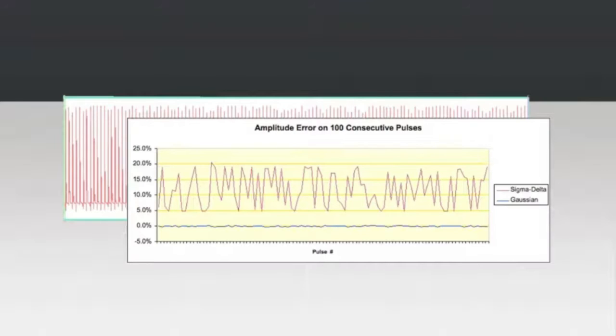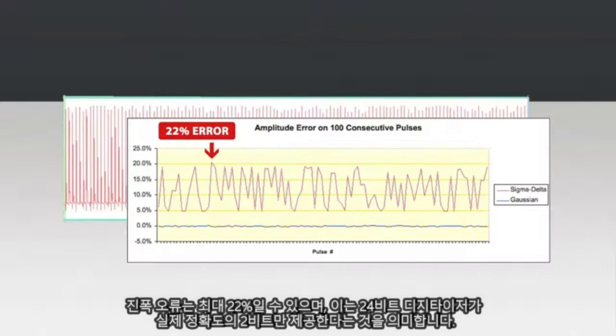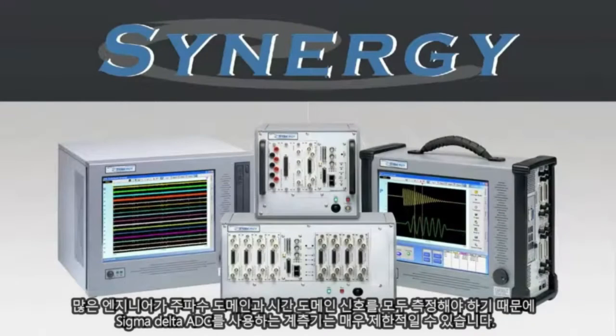Here you will see the amplitude error on 100 consecutive pulses and the comparison on a standard high-resolution data acquisition system. You'll notice that the amplitude errors can be as much as 22%, meaning that the 24-bit digitizer is only providing 2 bits of accuracy. Since many engineers need to measure both frequency and time domain signals, any instrument using a sigma-delta can be very restrictive.